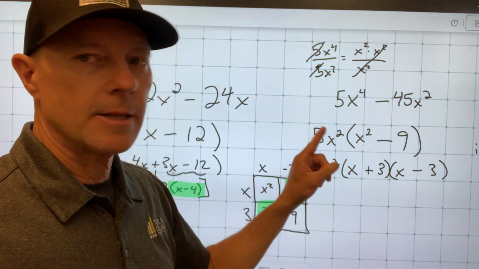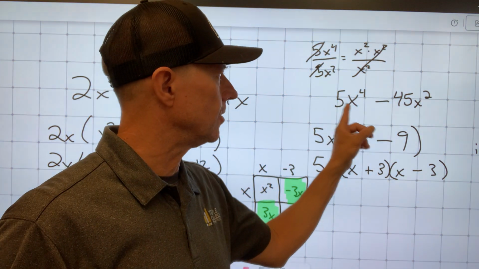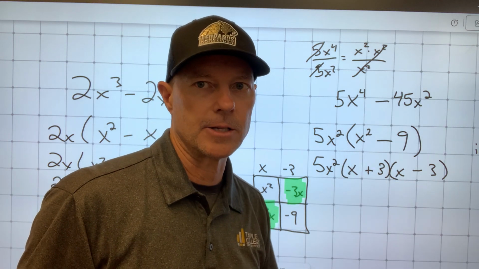So the key thing I want to point out is that what I started with was taking out the common factor. I looked for something that was common and I factored it out first. Then I dealt with the quadratic expression.